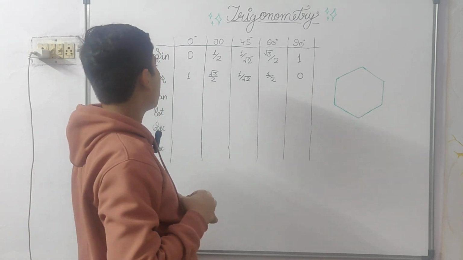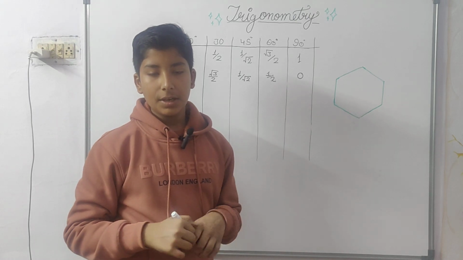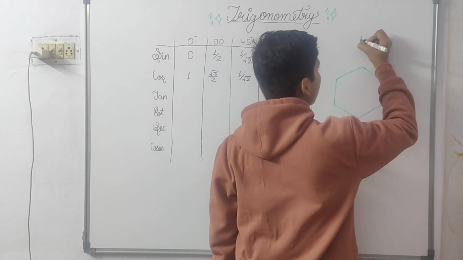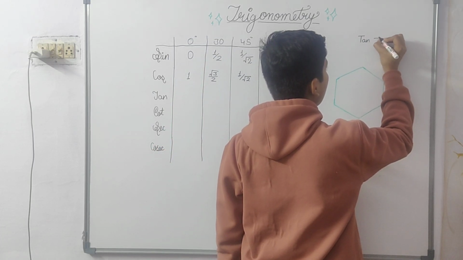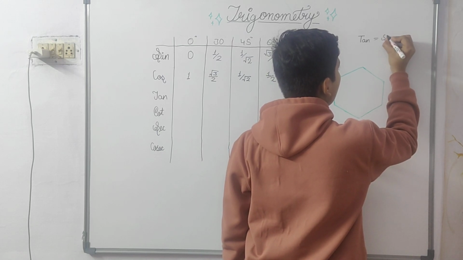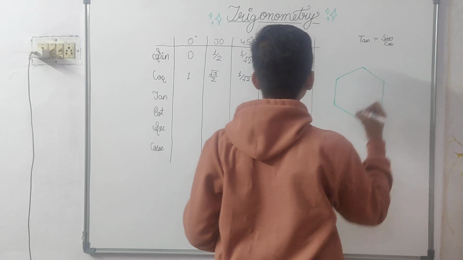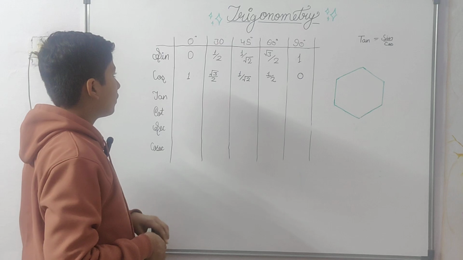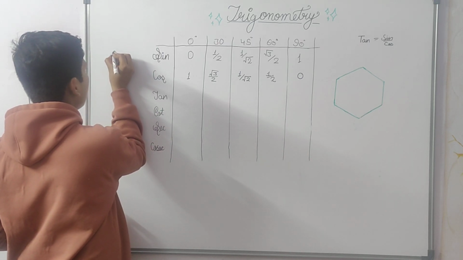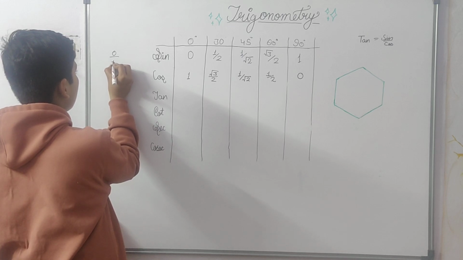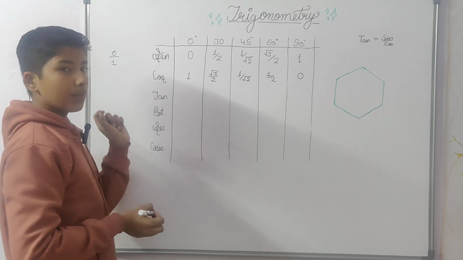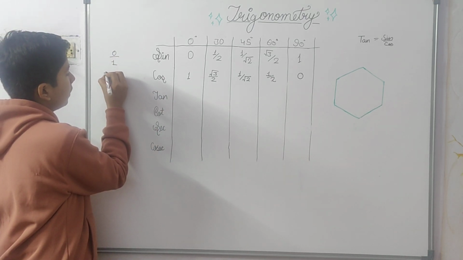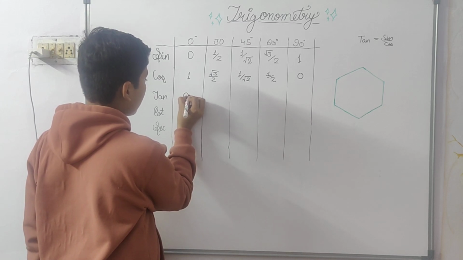Now what would you do? You know tan theta is sine theta upon cos theta. Firstly, I'll tell you what is tan. Tan is sine upon cos. So if we divide to find this, it will be 0 by 1 here to find tan 0 degree. So what is 0 by 1? 0. So here 0 will come.